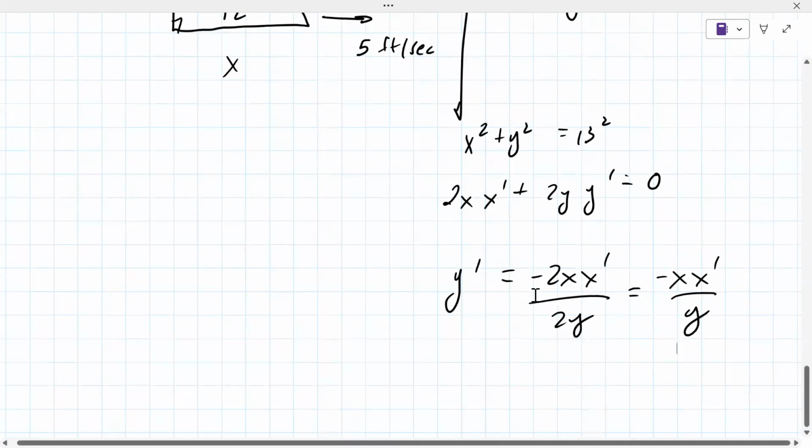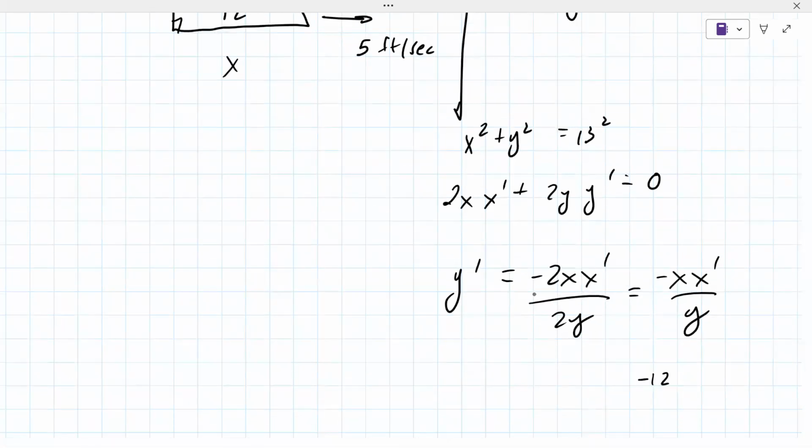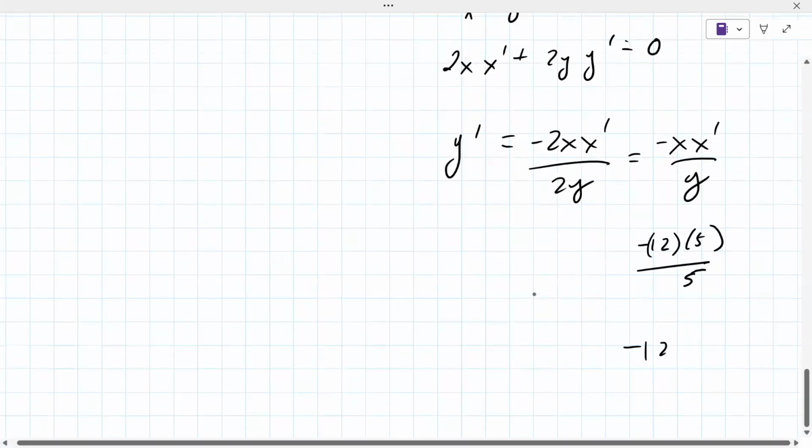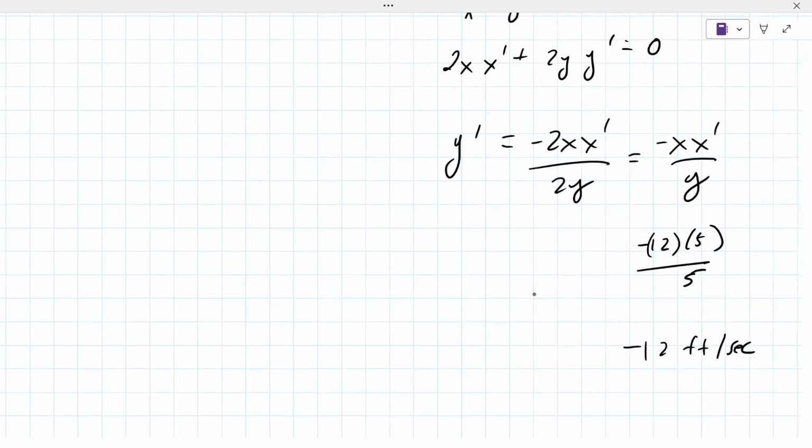Then you substitute in the quantities that you have. So minus 12 times 5 over 5 ends up being minus 12 feet per second, which is pretty fast.